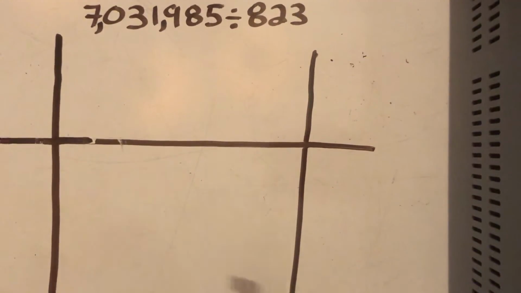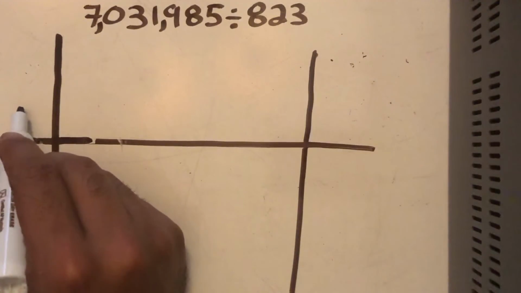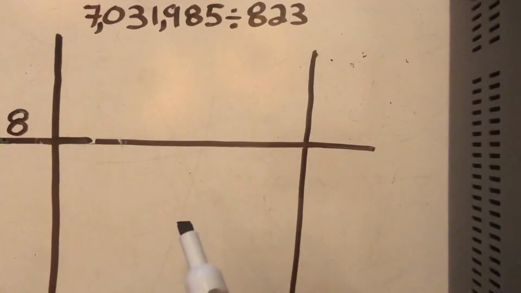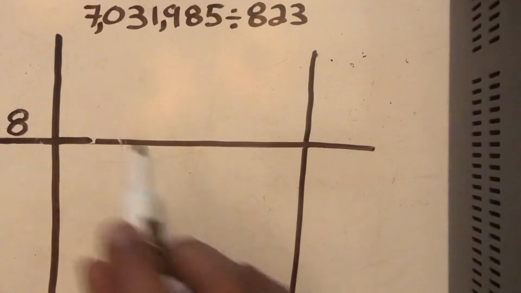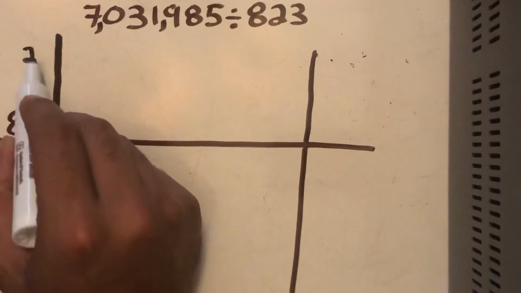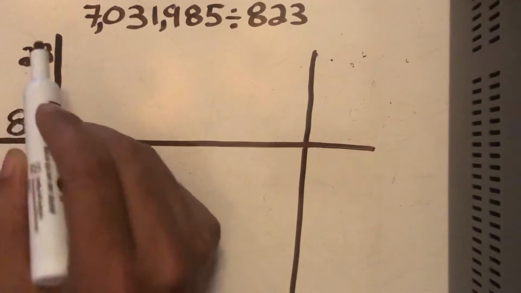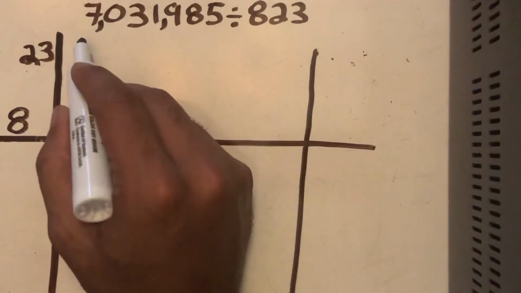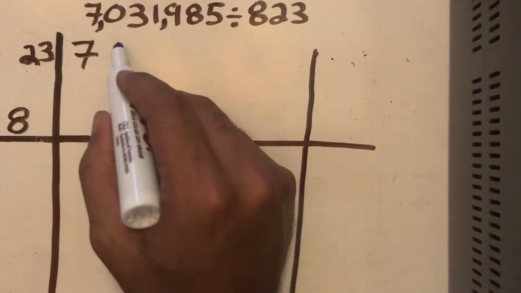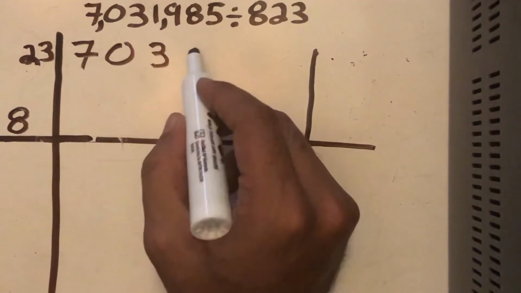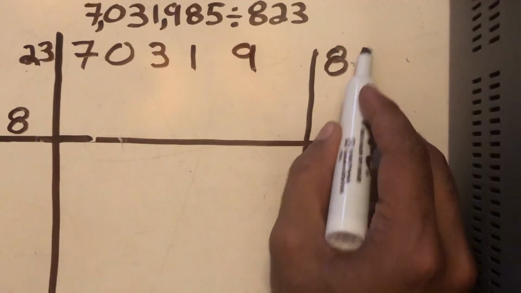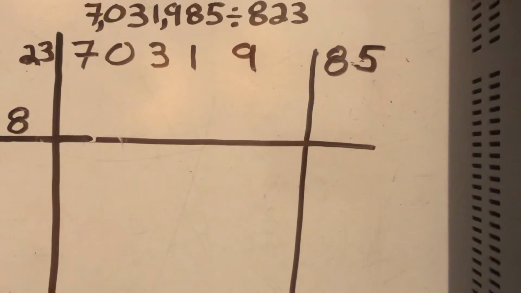So I'm going to put my 8 over here. Okay, and I'm going to put my two flag digits here, a 2 and a 3. Okay, great. So I have an 8 over here, then I have a 2 and a 3. And I'm going to put the numbers right here. So I have 7, 0, 3, 1, 9, then I have an 8, 5 right here. So plenty of room to show my work.